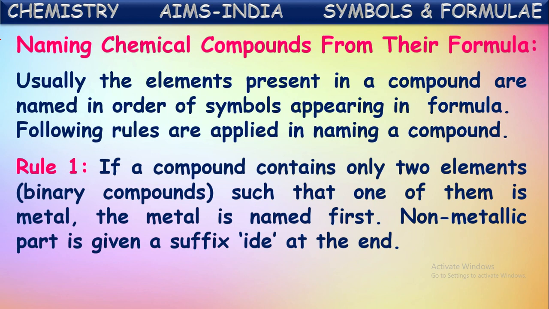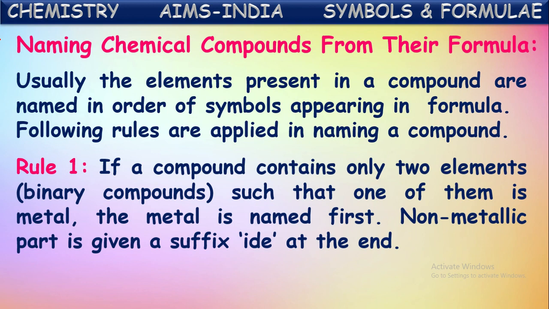So while naming such compounds, in the binary compounds in which one of them is a metal, the metal is named first. The non-metallic part is given the suffix "ide" at the end of the name. So in naming binary compounds in which one of the elements is a metal, first the metal's name is written and then the non-metal's name is written. At the end of the non-metallic element's name, ide is attached by eliminating one or two letters from the non-metal name. Okay, this is the first rule.